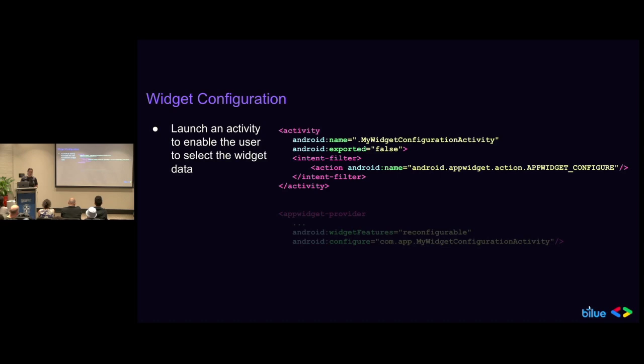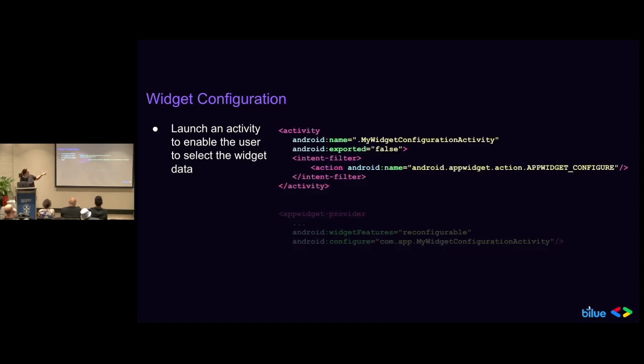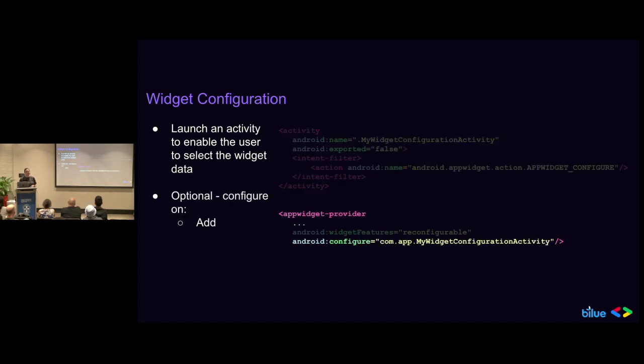Widget configuration is important. As I mentioned, you want to be able to tell the widget what sort of data to use. You might want to launch an activity to enable the user to select that data. So that's as simple as creating that activity. This one is going to be, in my case, widget configuration activity. It's going to have an intent filter there, app widget configure, so that we know what it's for. And then our provider XML, we're going to add this reference to this activity. So that means every time I add the widget, it will show the configuration activity.